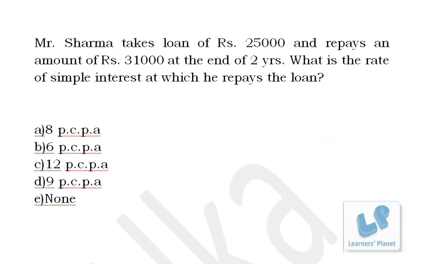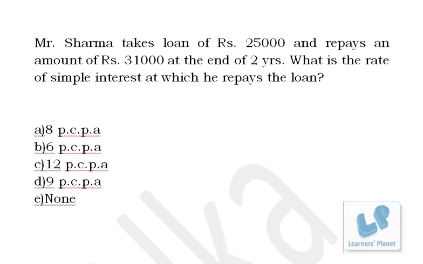Now this question: Mr. Sharma takes a loan of rupees 25,000 and repays an amount of rupees 31,000 at the end of 2 years. What is the rate of simple interest at which he repays the loan? In 2 years, he is repaying 6,000 more. That means the interest per annum is 3,000, right? So we have to find out, 3,000 rupees is the interest for 25,000 rupees principal, right? So that's pretty simple. That's 12% per annum. That is 25 into 12, or we can say 250 into 12 is 3,000, right?